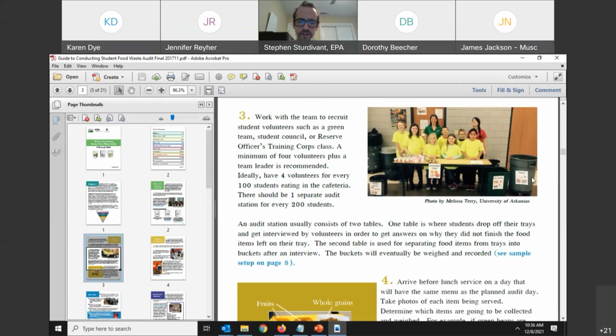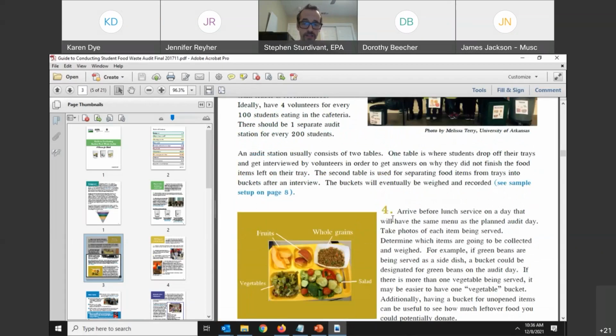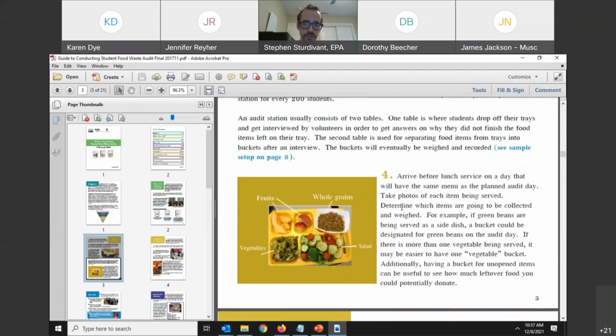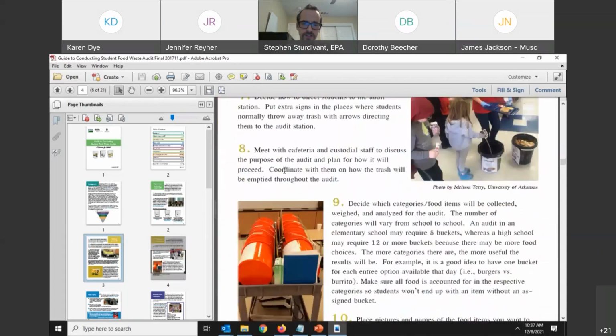So if you have 400 students coming in, maybe you have a couple of different audit stations set up and you have 8 volunteers, something like that. And you can make do with less. You don't have to get every single tray, but I do try to encourage it. Even if you have 2 people, you can still collect as many trays as you can. It's not a big deal. Just little steps like that, super easy.